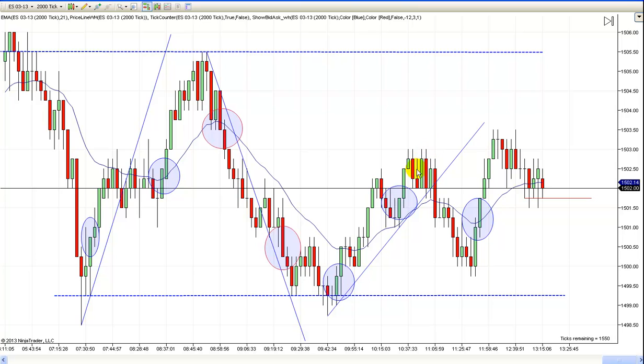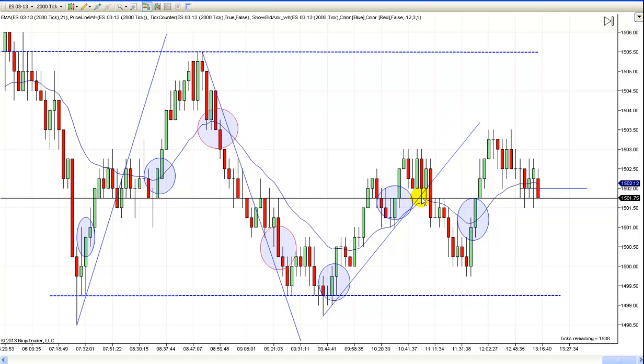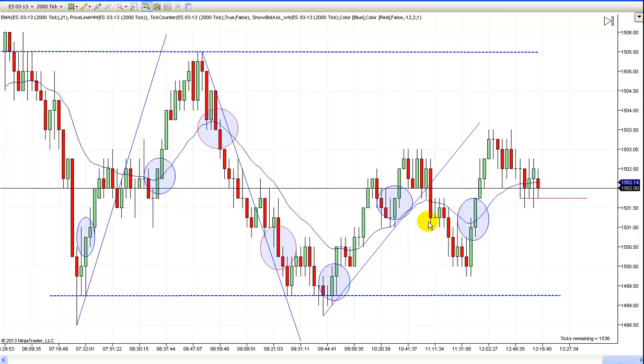Actually, I didn't give it that much time when this ended, and we got kind of stuck here, and we kept testing this and bouncing, but couldn't go any higher. I was pretty concerned then that we were going to pull back and maybe turn down there, so I exited, and it turned out to be the right move.